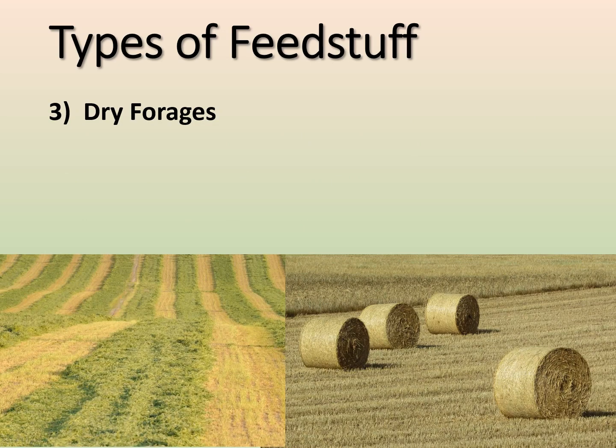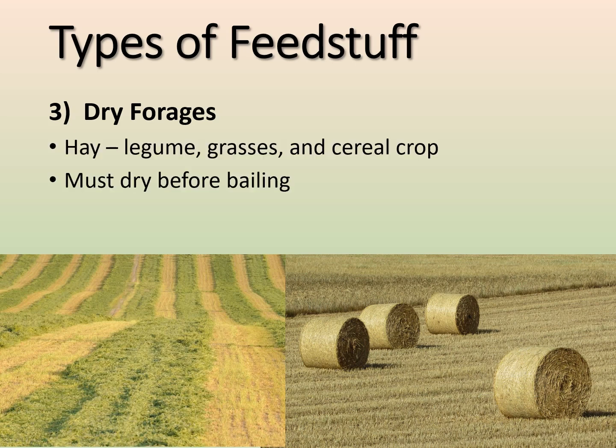Another class would be our dry forages. These are our hays: cut grasses or legumes like alfalfa, or even cereal crops like oats and wheat. These are cut, but then they must dry out in the field before they bale it and store it. So there is a harvesting and processing way to bale these dry forages.